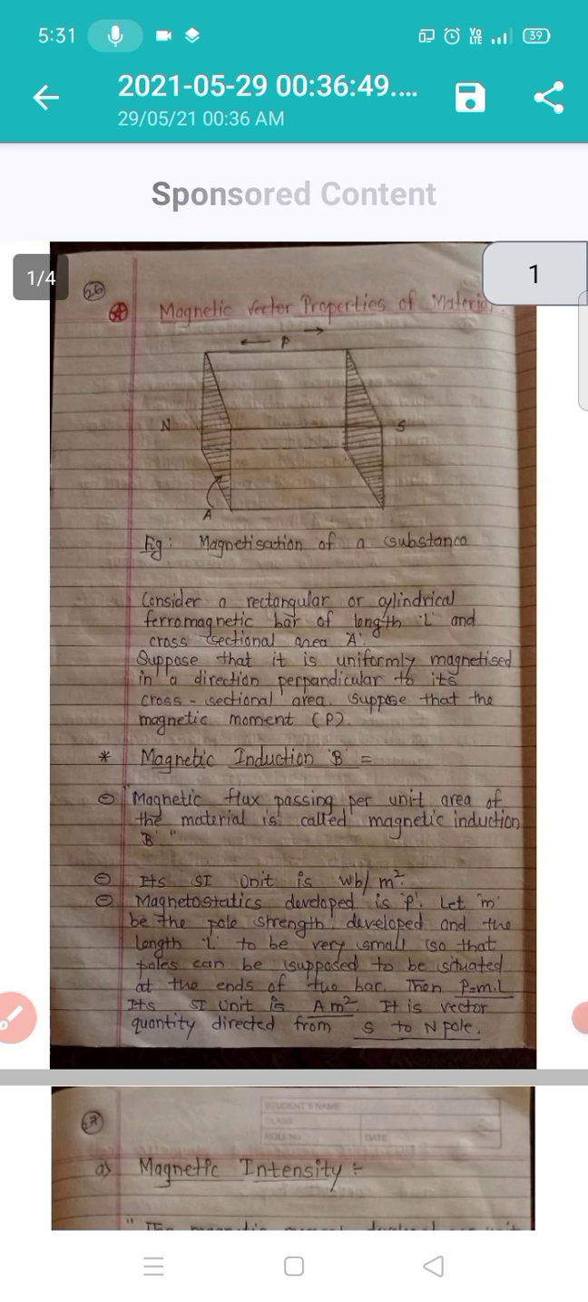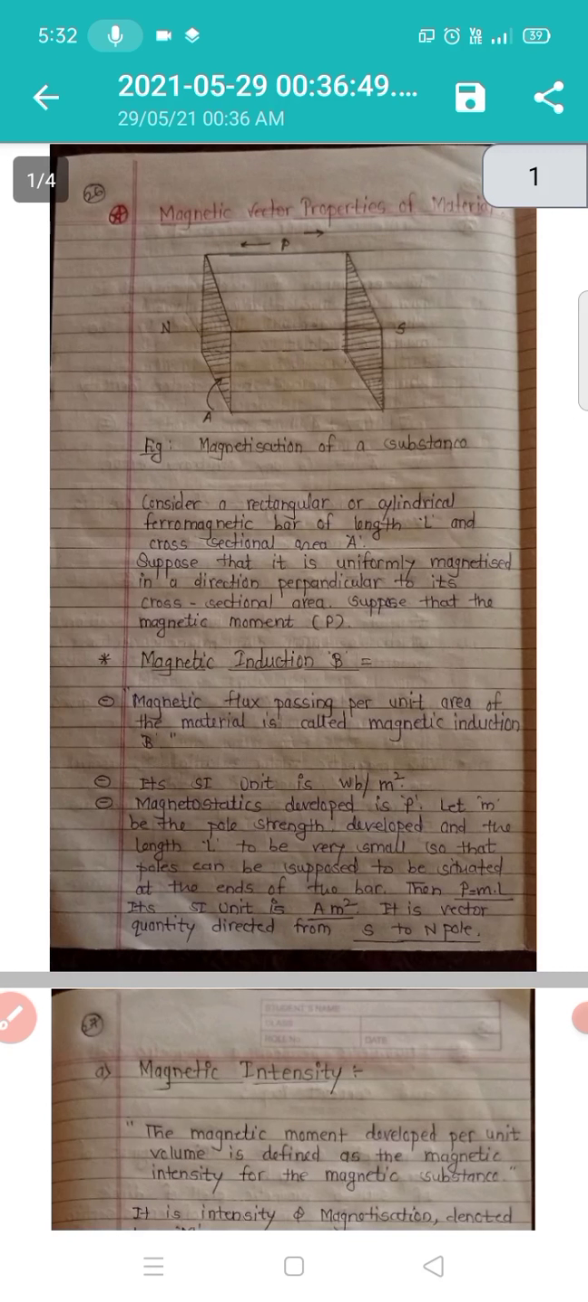For this we have to consider a rectangular or a cylindrical ferromagnetic bar of length L and cross sectional area A. Suppose that it is uniformly magnetized in a direction perpendicular to the cross sectional area. Suppose that the magnetic moment is P. Now what is the magnetic induction?